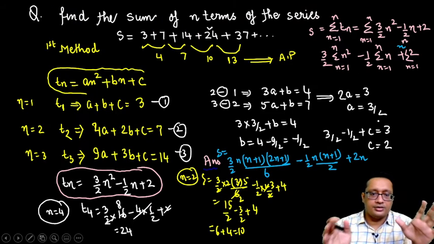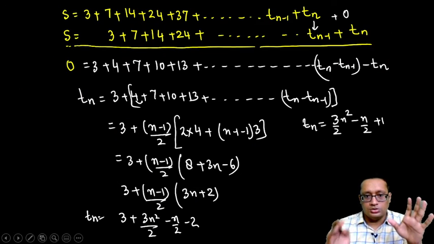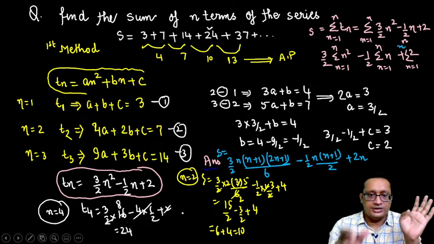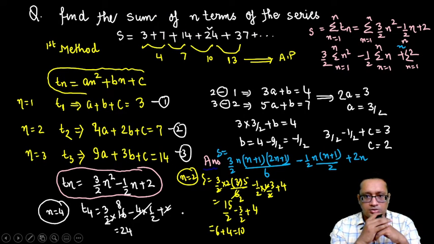What are you getting there? Plus 2. Okay, let's check again. This is minus 2 and this is 3. This is 8. This is minus 2, minus 6. This becomes 3n plus 2. This is minus 2. And I am getting plus 1. Something I have done wrong.